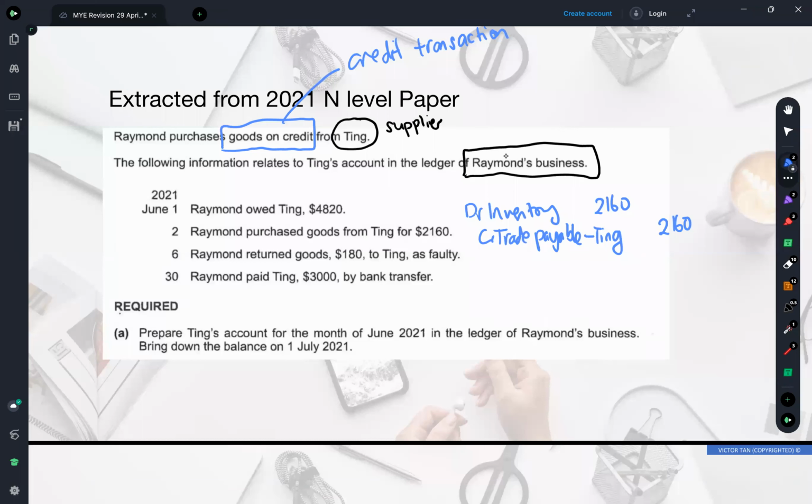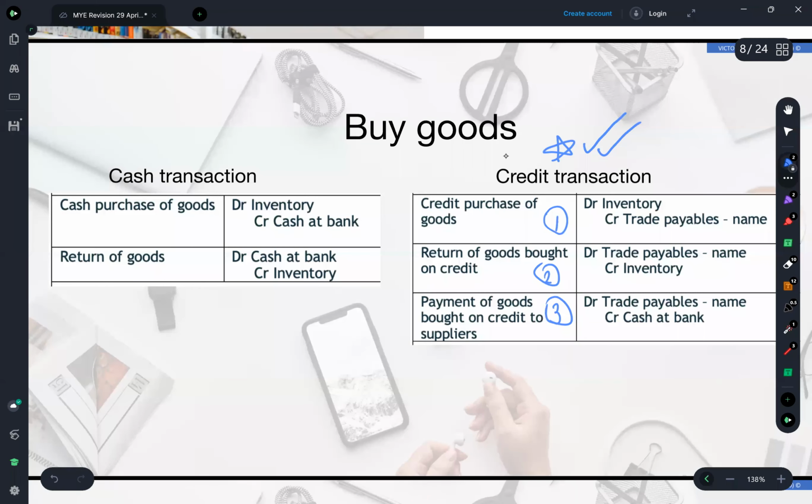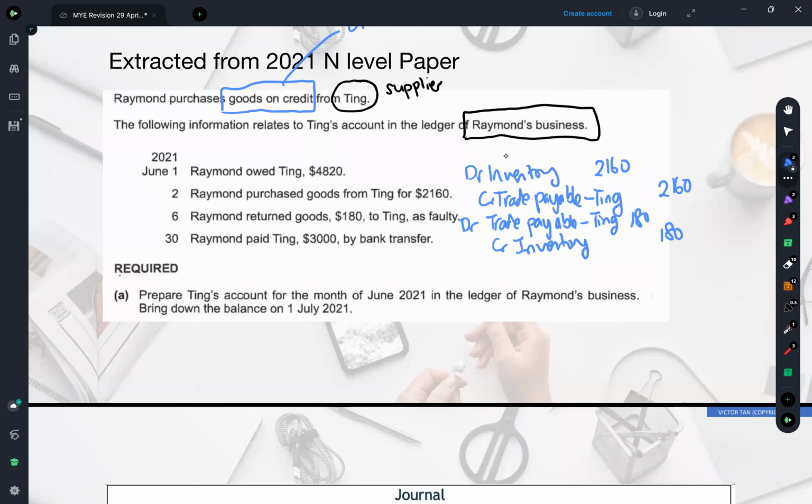Then Raymond returned goods to Ting because he's, right? So that's what we also went through just now. So your business has to return the goods because they are either spoiled or damaged. So the journal entry is reversed. So now you debit trade payable Ting and credit your inventory, 180, 180.